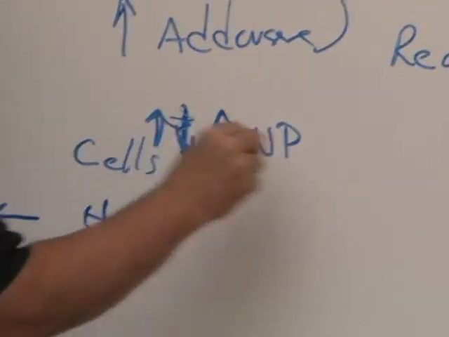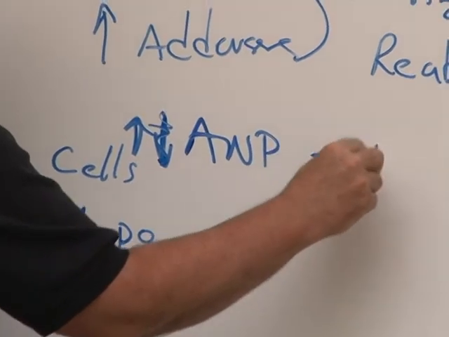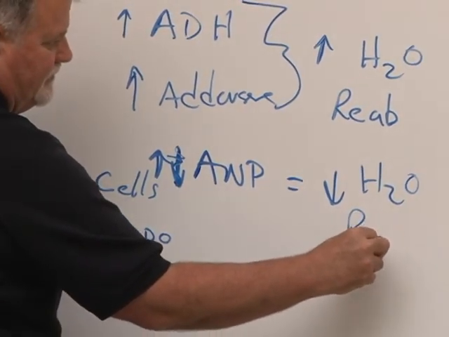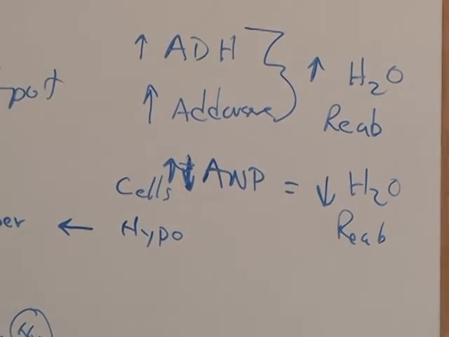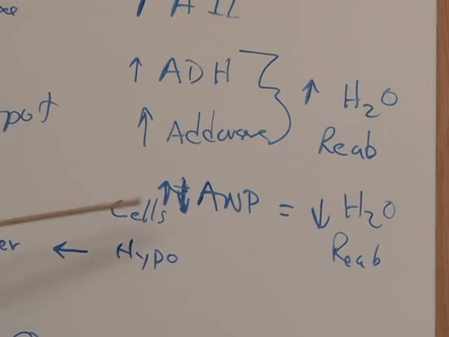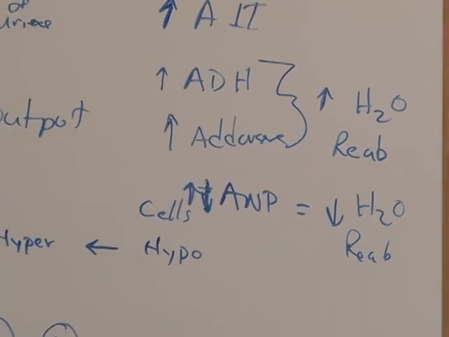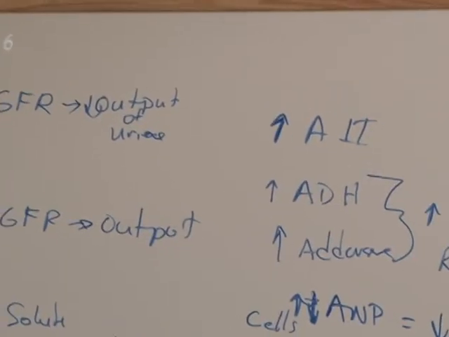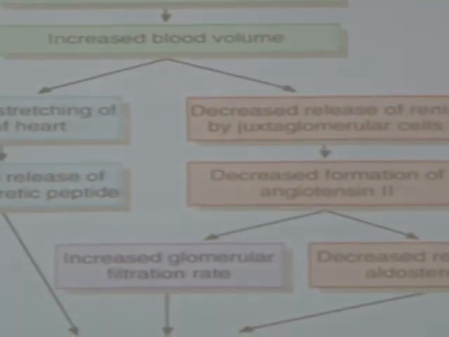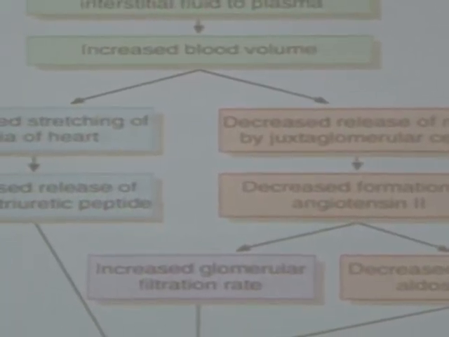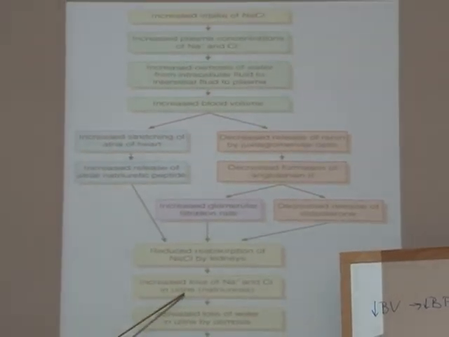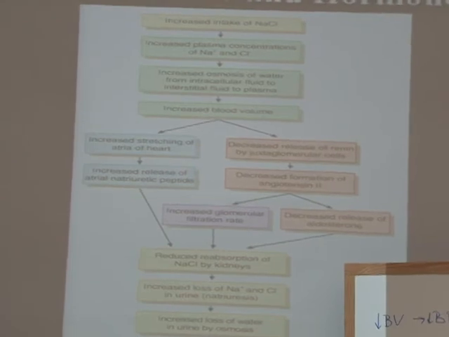if we get an increase in ANP, it has the opposite effect. It decreases water reabsorption. Okay? So it makes you pee more. So in essence, ANP and ADH, antagonists are one of them. They have opposite effect. So we're going to reduce the reabsorption of water and sodium chloride by the kidney. So we're actually going to increase our urine loss of water and sodium.